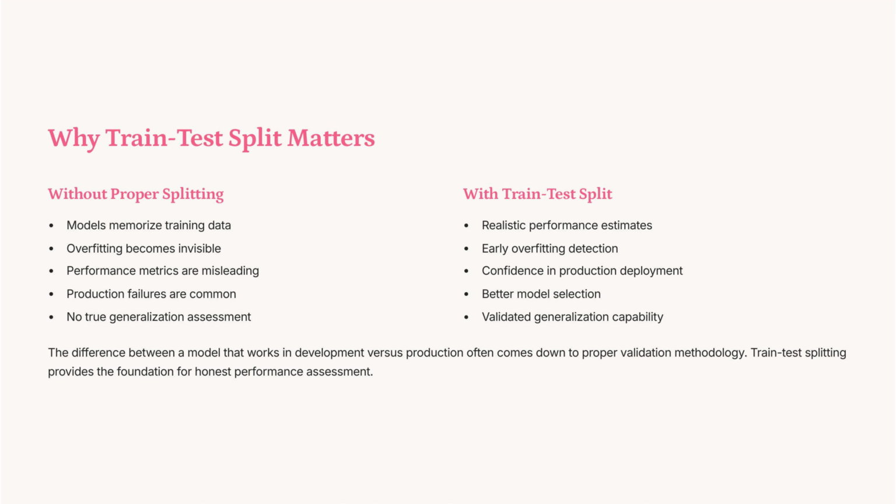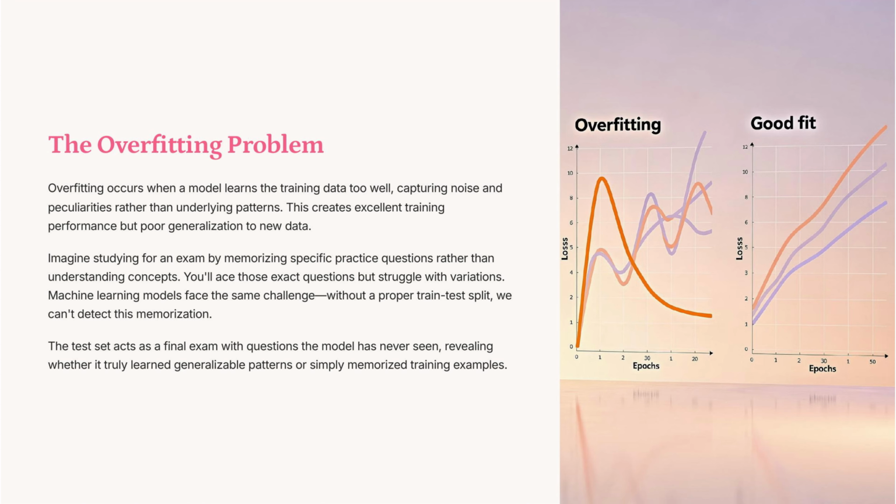Without a proper train-test split, models risk memorizing training data, leading to overfitting and misleading performance metrics. This results in production failures and no true generalization assessment. With a train-test split, we gain realistic performance estimates, early overfitting detection, and confidence in production deployment, ensuring validated generalization capability. Overfitting happens when a model memorizes training data, capturing noise instead of patterns.